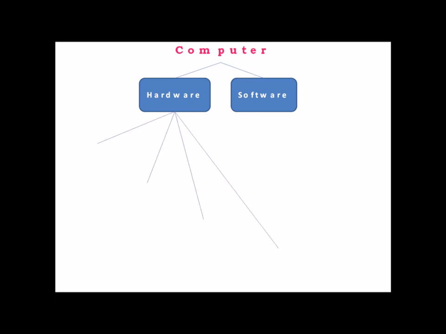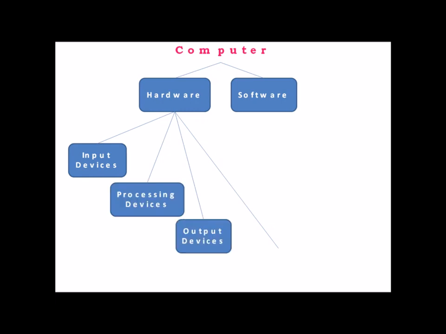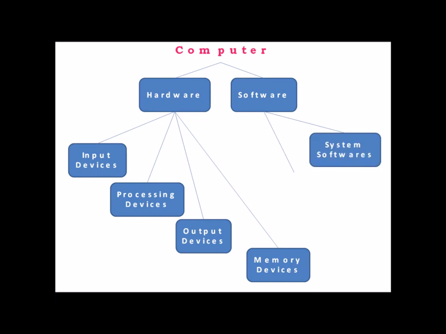To summarize, we have learned about the parts of the computer, that is hardware and software, where hardware is further divided into four different parts, that is input devices, processing devices, output devices, and memory devices. Whereas software is divided into two parts, that is system software and application software.